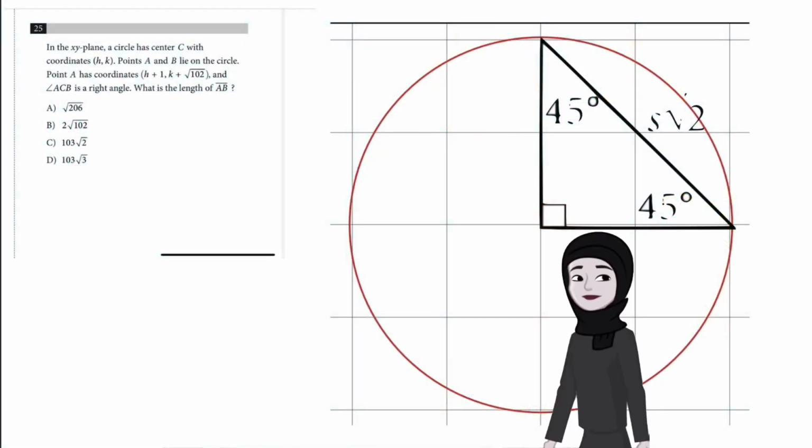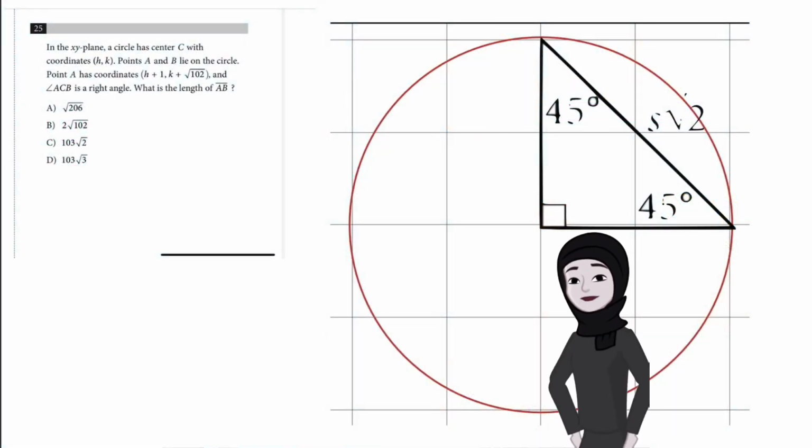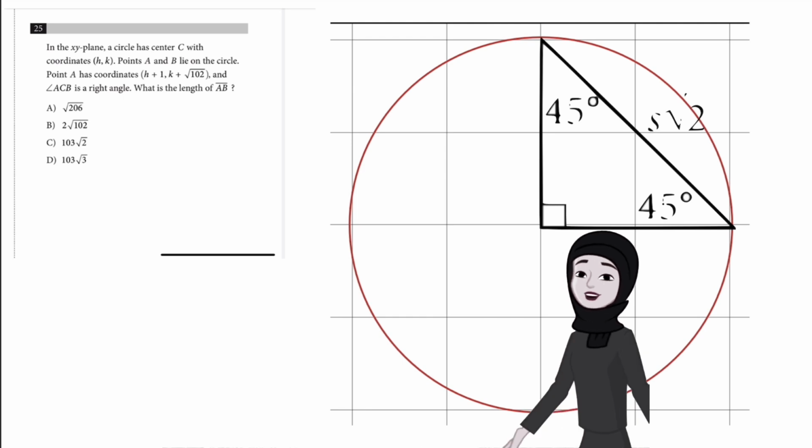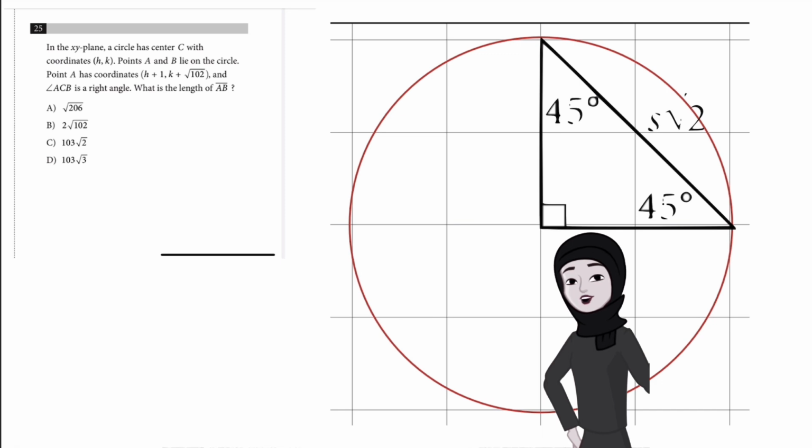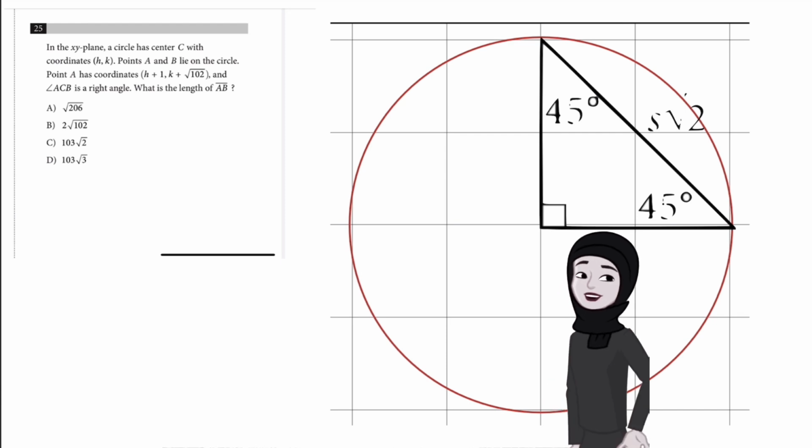Question number 25. In the xy plane, a circle has center C with coordinates h, k. Points A and B lie on the circle. Point A has coordinates h plus 1, k plus square root of 102, and angle ACB is a right angle. What is the length of AB?